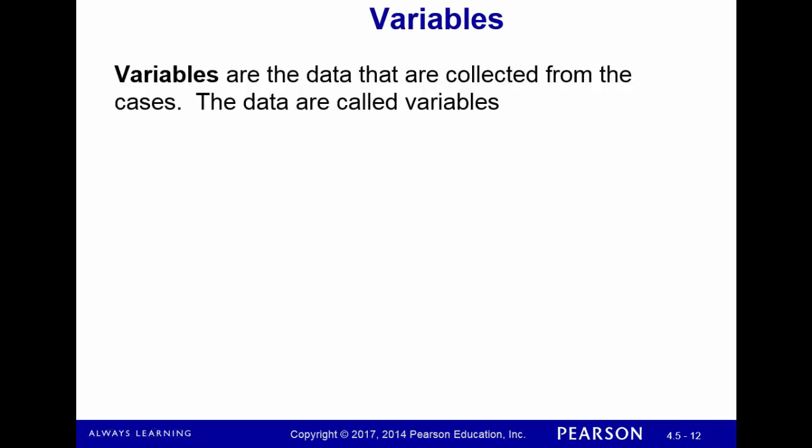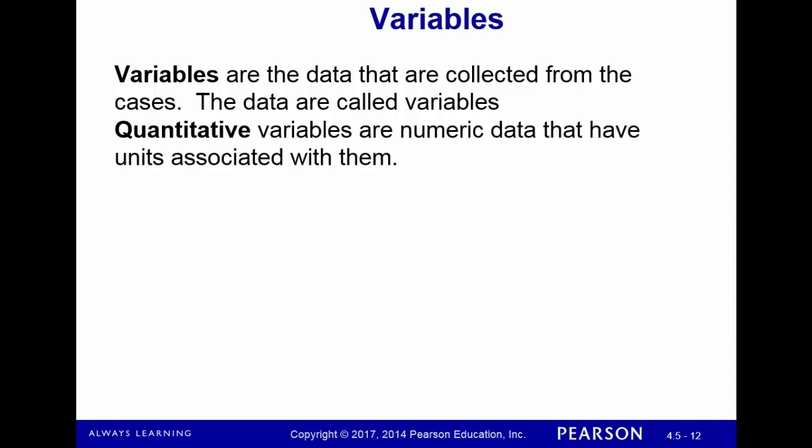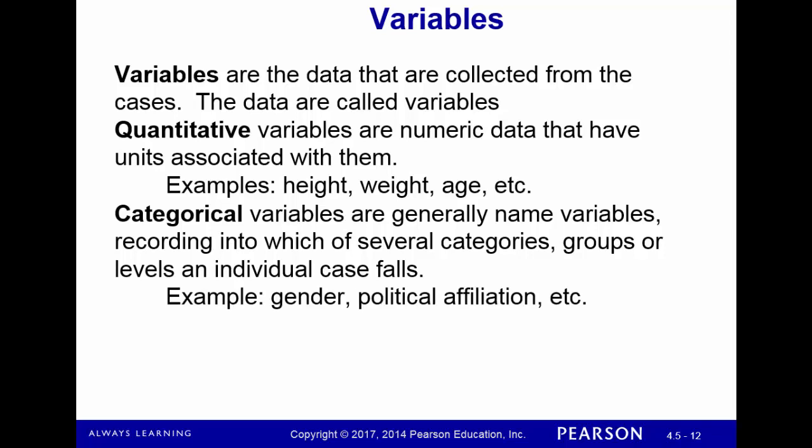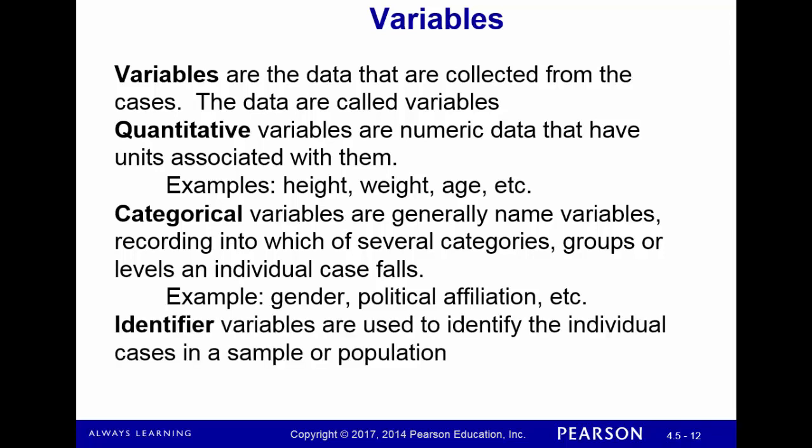Okay, variables. Variables are the data that we collect from the cases. The data are called variables. We have quantitative variables. These are numerical, and these have units associated with them. Examples are things like height, weight, and age. Categorical variables generally name variables, recording them into one of several categories, groups, or levels. Things like gender, political affiliation, religious affiliation, eye color, hair color.